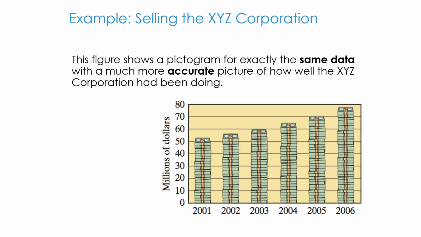This figure shows a pictogram for exactly the same data with a much more accurate picture of how well the XYZ Corporation had been doing. Now the rise doesn't seem so dramatic. So just like everything else, people will abuse information, sometimes intentionally, sometimes by accident. You have to be able to process it and make informed decisions.